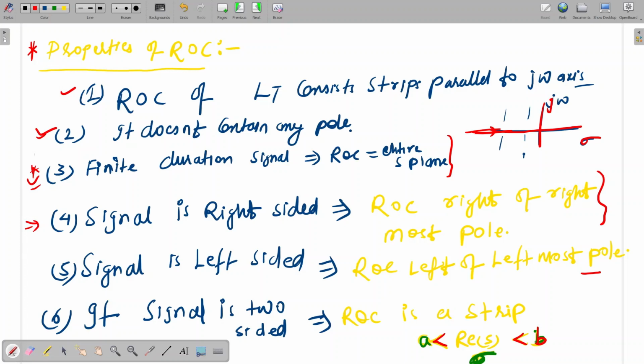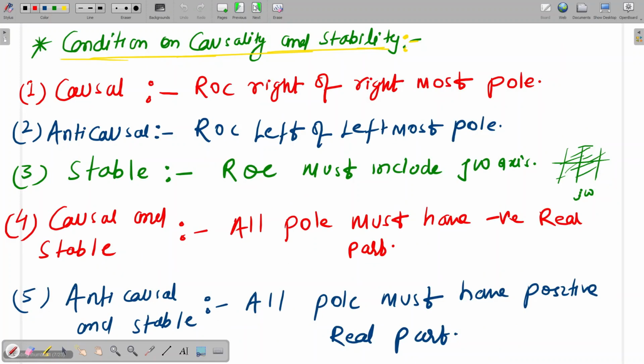Further, there are some other rules from which we can consider whether the system is stable or causal. If the system is causal, then the ROC should be right of the rightmost pole. If this condition is written in the question, in that case the ROC should be right of the rightmost pole.